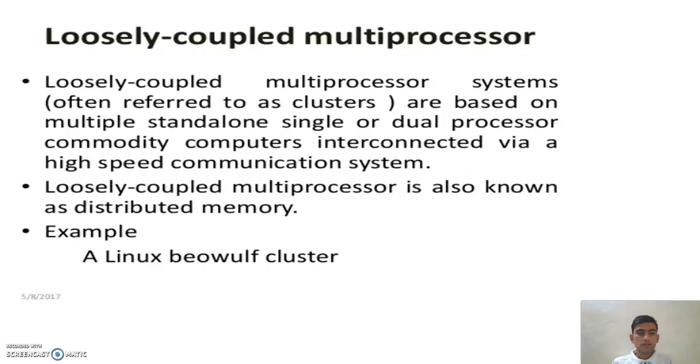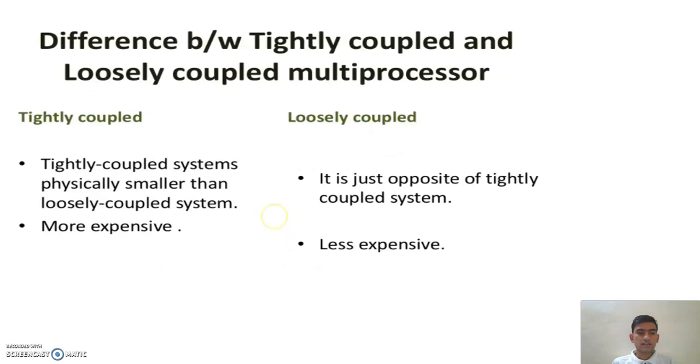Loosely coupled multiprocessor systems are based on multiple standalone single or dual processor commodity computers interconnected via a high-speed communication system. A loosely coupled multiprocessor is also known as distributed memory, for example a Unix cluster. The difference between tightly and loosely coupled is that a tightly coupled system is physically smaller and more expensive, and a loosely coupled system is just the opposite, less expensive.